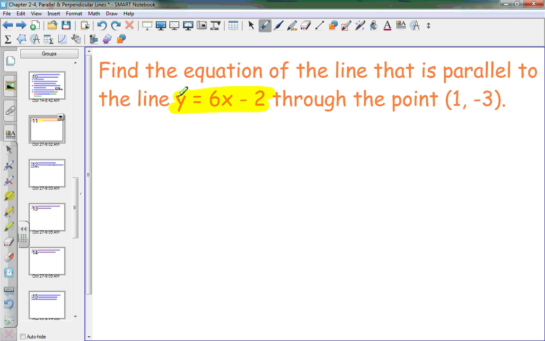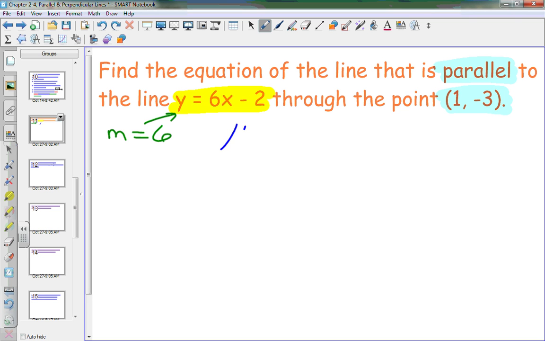That means it's already solved. So what do I need to get out of that equation? I need the slope of that. So the slope of this equation right there is 6. Do we all understand that? Now the next thing I need to pull out is, do I want it to be parallel or perpendicular? Parallel. Well, it says to do parallel through the point 1, -3. Do we see that?